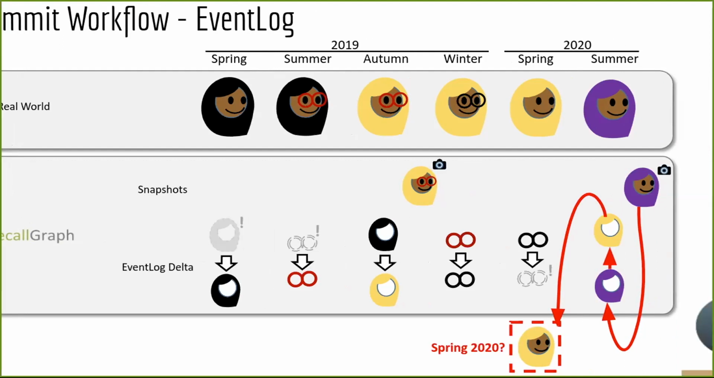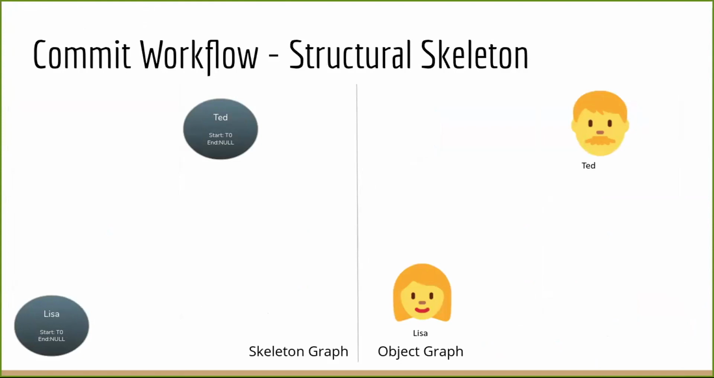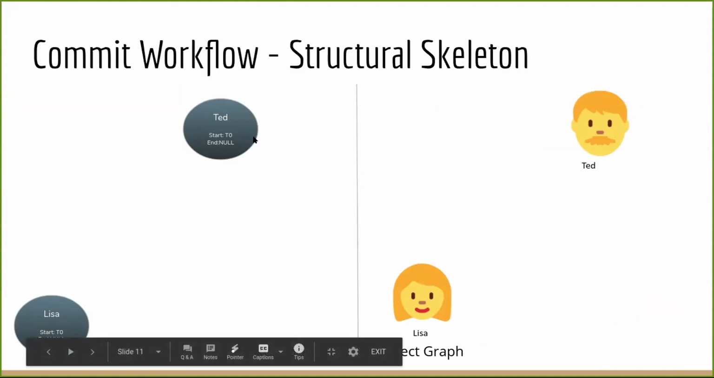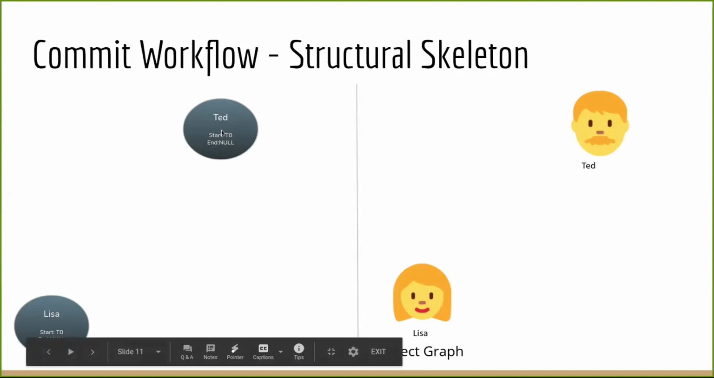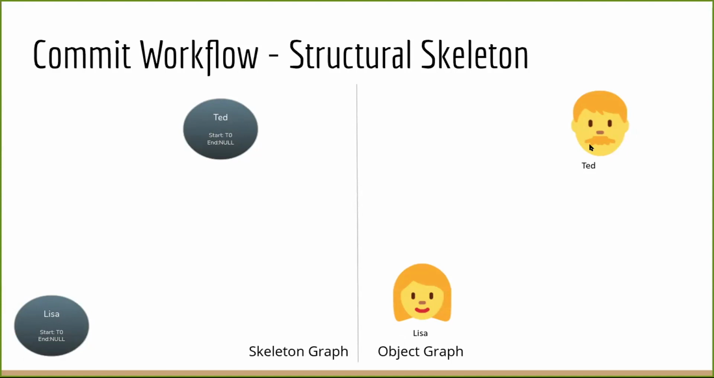Now let's move on to the skeletal graph and what we achieve with it. Here we see on the right side the object graph, or basically the user data. There are two objects already in place, and they represent two employees in an organization. That's Ted over here and Lisa over here. And correspondingly, RecallGraph keeps track of these two objects in its skeleton graph by creating two vertices, one for Ted, one for Lisa. Now, these two vertices do not contain any information about the content of the object graph. All they track is the object ID or the vertex ID and when it was created.